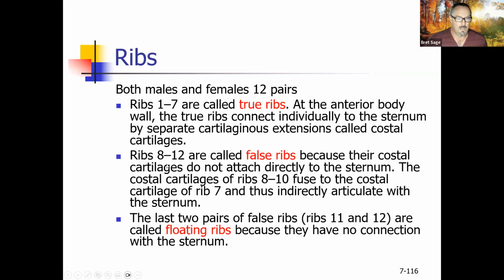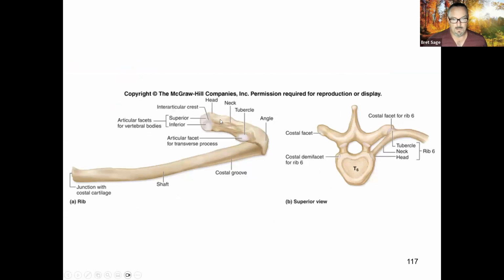Ribs 1 to 7 are called true ribs because they have their own unique connection to the sternum. Ribs 8 to 12 are called false ribs because they piggyback on the connection for the true ribs. The last two are called floating ribs because they have no connection at all. So please note, the false ribs and floating ribs are all called false ribs, but floating ribs are the last two. And here's a rib showing you the different structures. Notice how it articulates. I showed you earlier how it articulates with the thoracic vertebrae.